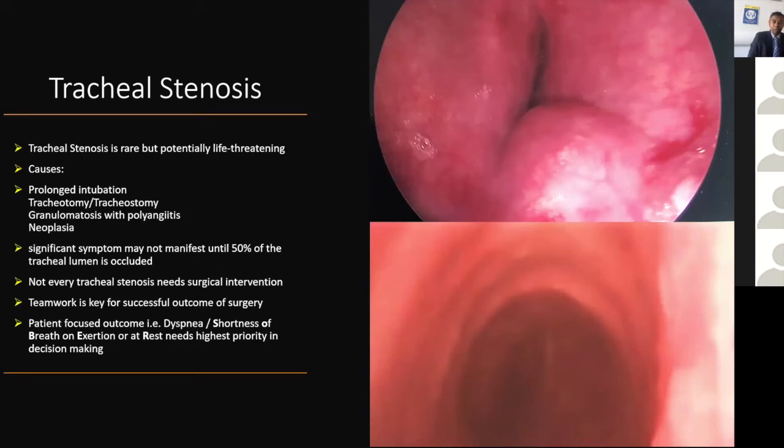Now, all the evidence points at teamwork. When you're doing surgery for tracheal stenosis, teamwork is the most important thing that brings you success. Patient-focused outcome is often ignored in many practices. One of those is dyspnea, or shortness of breath. The outcome that the patient is looking for is not always the outcome the doctors are looking for.